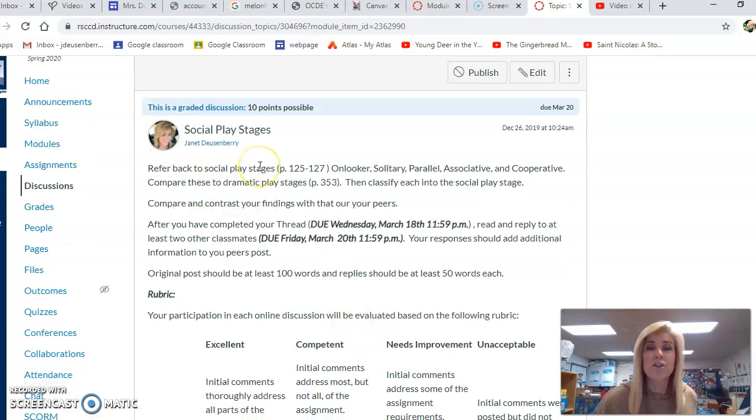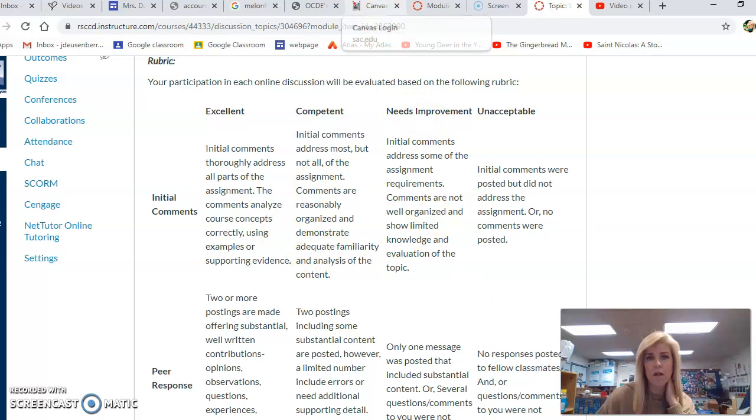You're going to refer back to the actual stages, which is on page 125 through 127. Again, we've talked about this in class as well as revisited during this chapter. So you want to compare these two dramatic play stages that are located on page 353. Then classify each into social play stage. That is your original post. Then you're going to compare and contrast your findings with those of your peers. Again, your original is due the 18th, and your two peer responses are due by the 20th. And again, you have your rubric right here to follow.